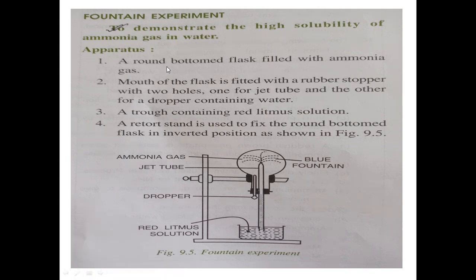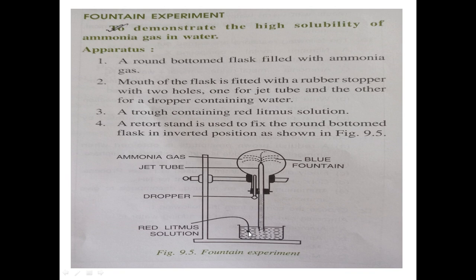So this is a round bottom flask filled with ammonia gas. Number 2, the mouth of the flask is fitted with a rubber stopper and jet. Here are two holes: one for the jet tube and the other for a dropper containing water. And this is the straw containing red litmus solution.